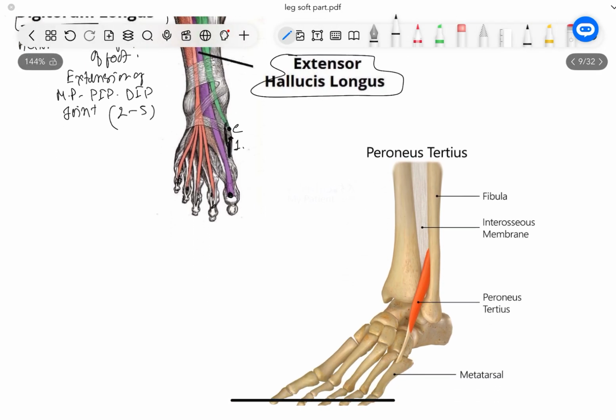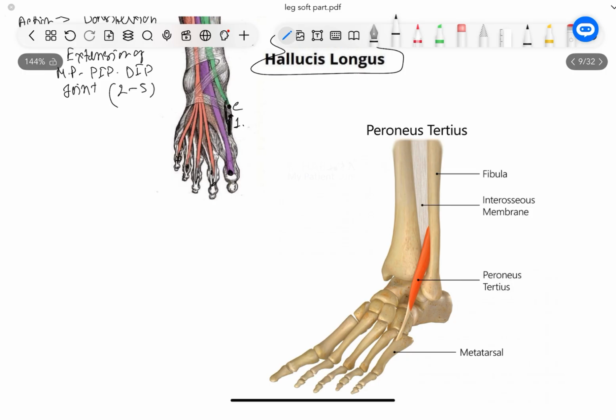After that, there is one more muscle you can see now in this figure. The name of this is peroneus tertius. Peroneus tertius arises from the fibula, the lower 1/4 of the fibula is the point of origin, and the adjacent interosseous membrane also. It will be inserted into the dorsal surface of the base of the 5th metatarsal. This is the 5th metatarsal, this is the base. Here it will be inserted. What is the action of the peroneus tertius?